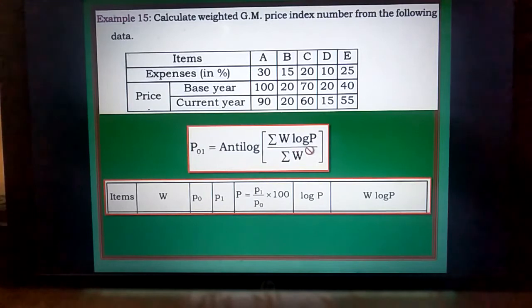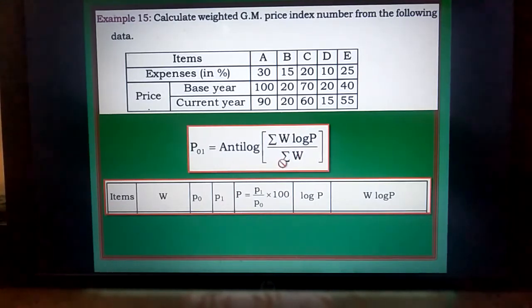I have already cautioned you, it is not log WP. W log P, that means P values have to be calculated, logarithm of those have to be considered, and then multiplied with W. That's what sum of W log P divided by sum of W. So this formula you are already familiar with.